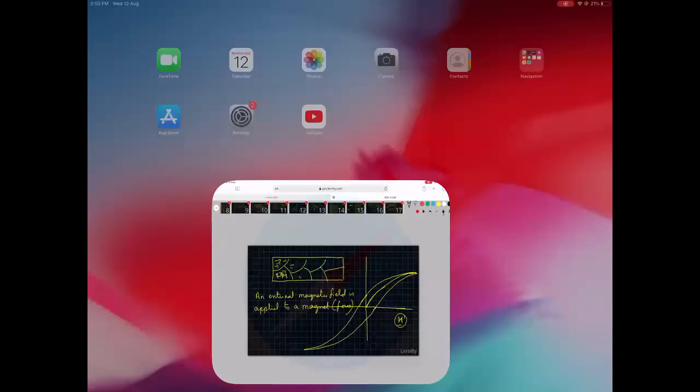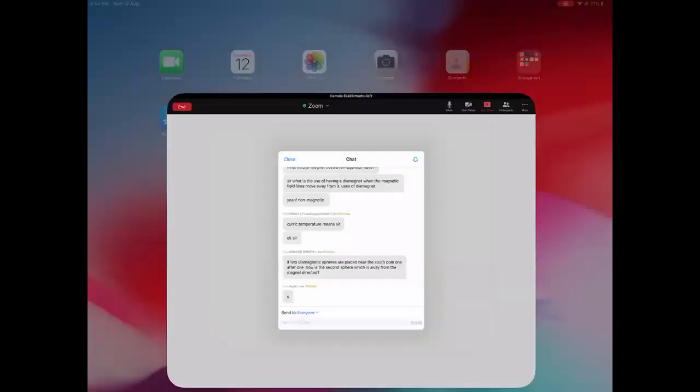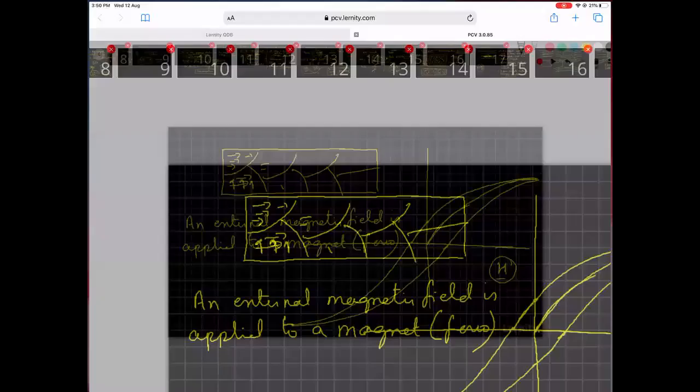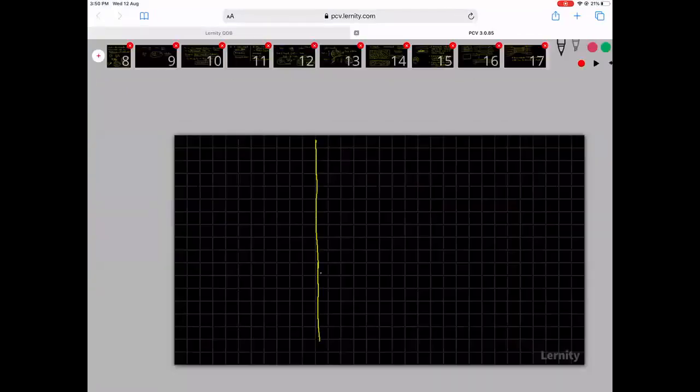If two diamagnetic spheres are placed near the south pole, one after one, how is the second sphere, which is away from the magnet, directed? I have no clue. Give me time to think. I hate to teach this part of the syllabus because you don't get questions from here in the entrance exams. So it's all memory stuff and I have a very poor memory. Okay, so let me finish my stuff.